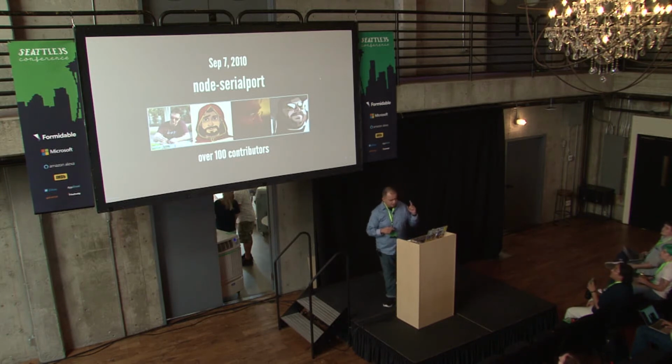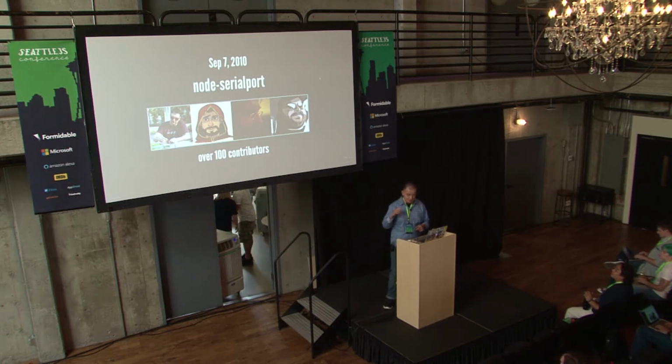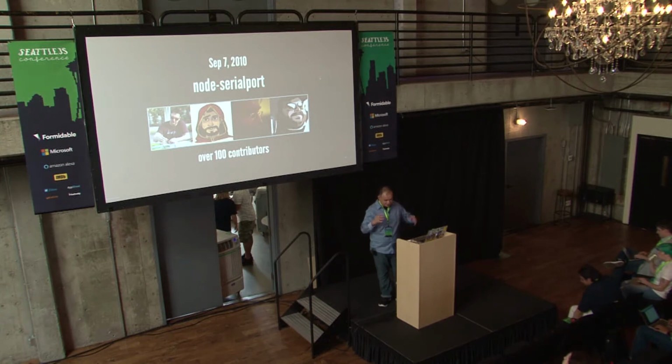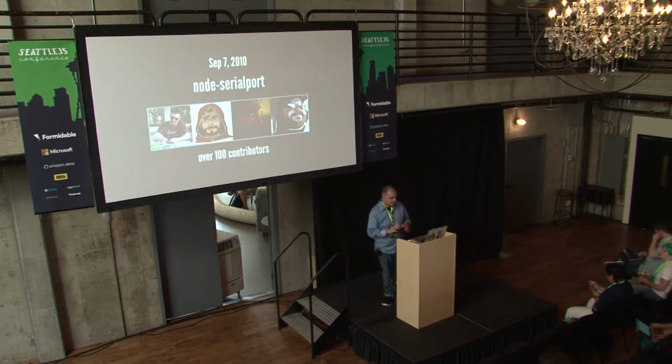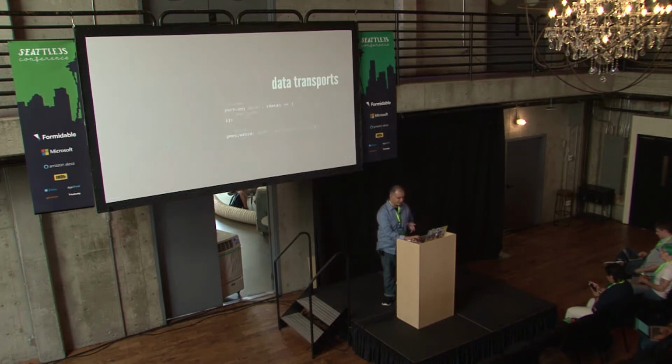So on September 7th, 2010, Chris Williams made his first commit to the GitHub repo Node serial port. This is like the first step towards JavaScript robotics. This is really important, and this project is still very important. There's over 100 contributors. It's really good stuff.